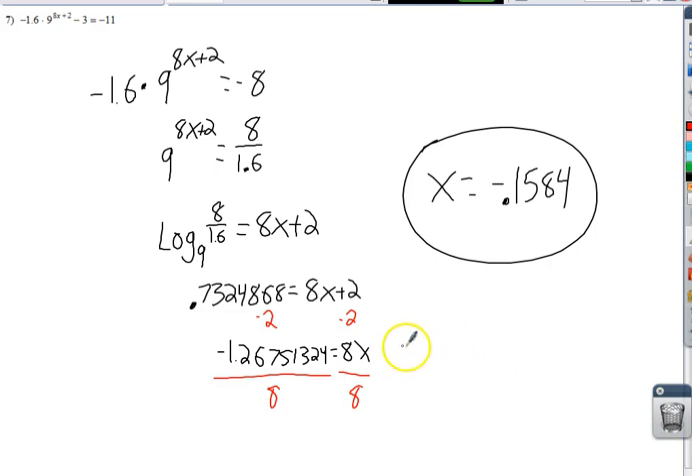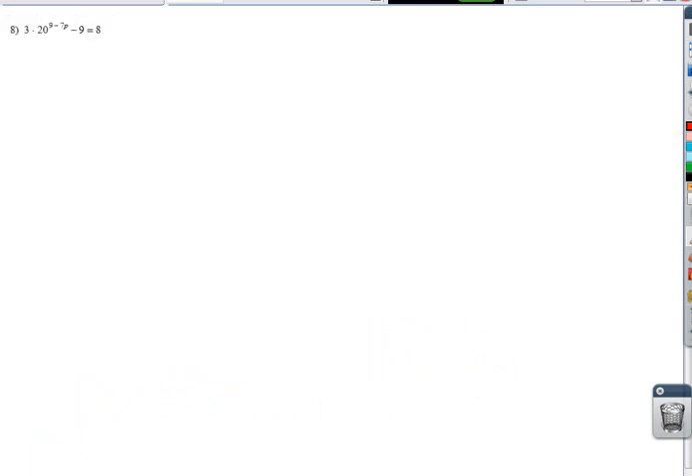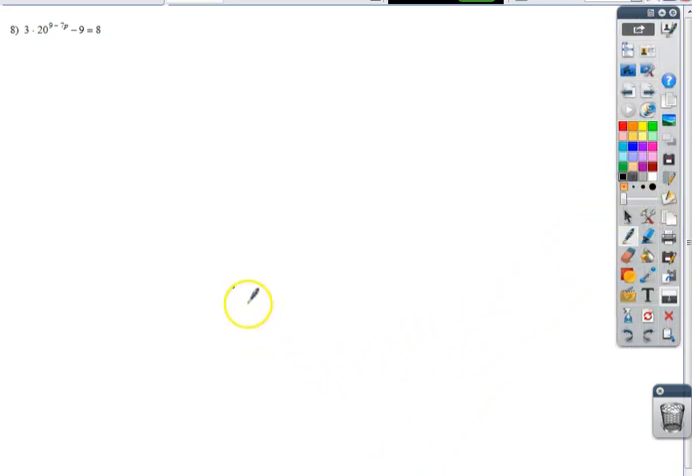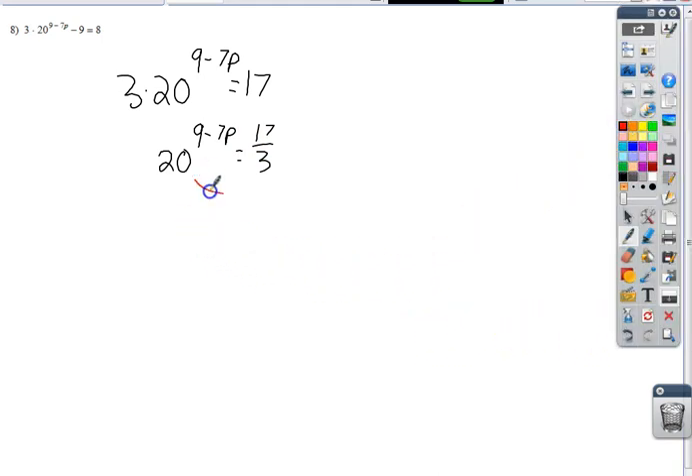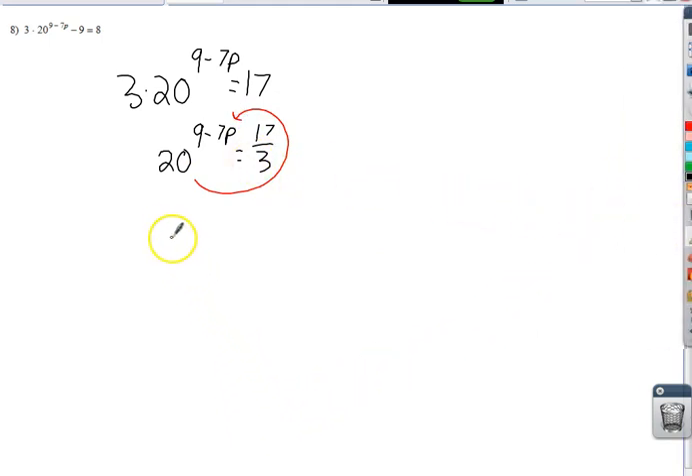Alright, let us continue. Now this problem here, I want to add 9 to both sides first. So let us go ahead and do that. I add 9, I get 3 times 20, 9 minus 7p equals 17. I then divide by 3 and end up getting this, 17 over 3. I then turn it into a wonderful and glorious log, which is what I want to do. Yes, cue the trumpet sounds. And I can do this. Indeed I can.